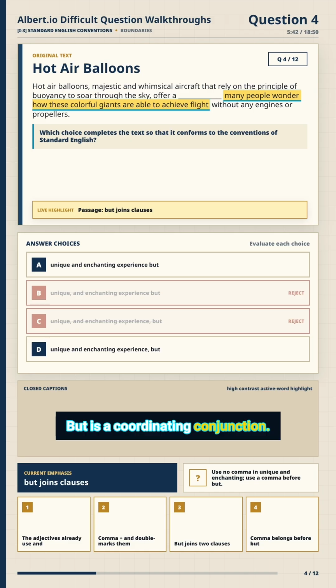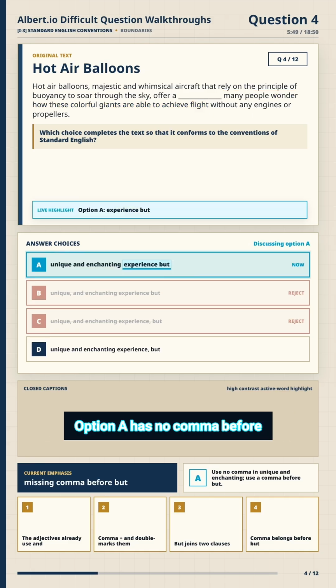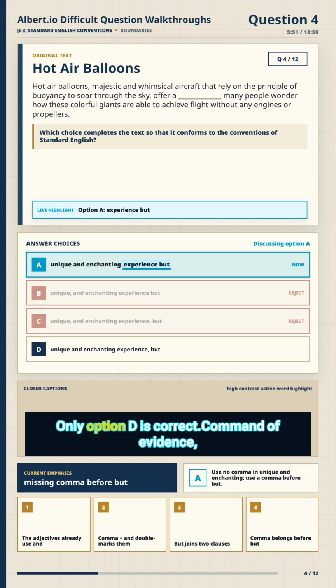"But" is a coordinating conjunction, so when it joins two independent clauses, it requires a comma directly before it. Option A has no comma before "but," which produces a run-on. Only option D is correct.